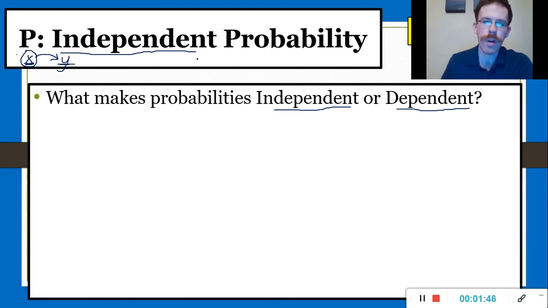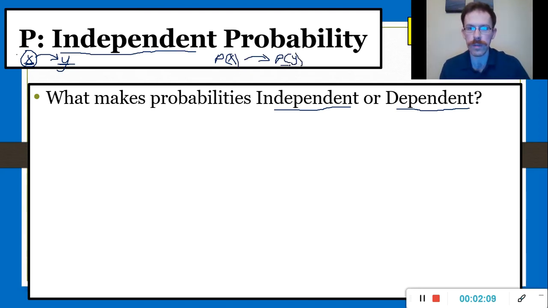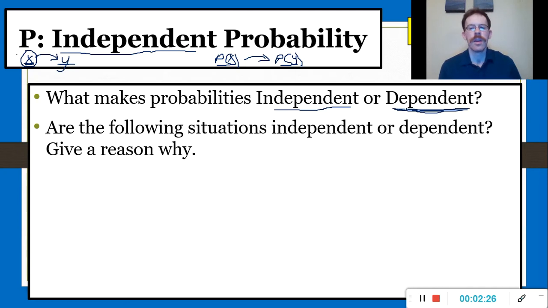If you have an independent probability, one probability does not affect the other probability, or one probability does not rely on another probability. But if it's a dependent probability, the probability of x will affect what the probability of y is going to be. Or you can say it the other way, the probability of y depends on the probability of x. But I like it more as the probability of x would affect the probability of y if it's dependent. Independent means that they simply won't affect each other.